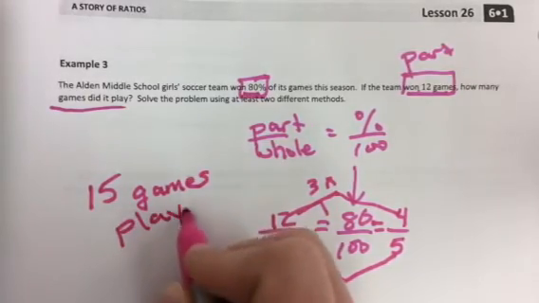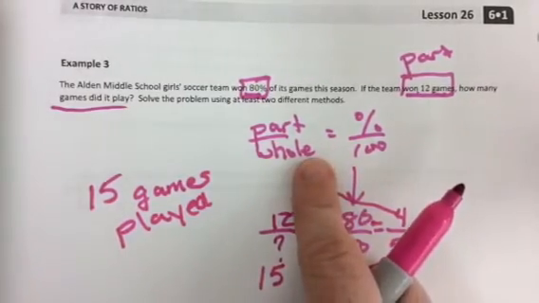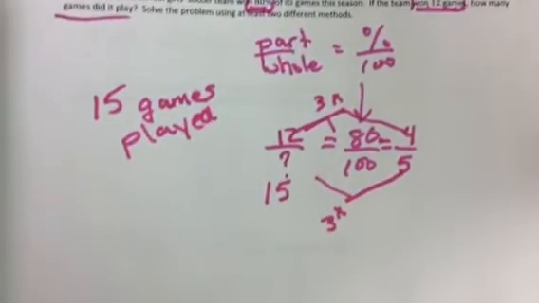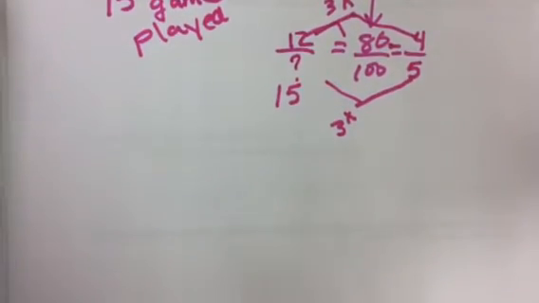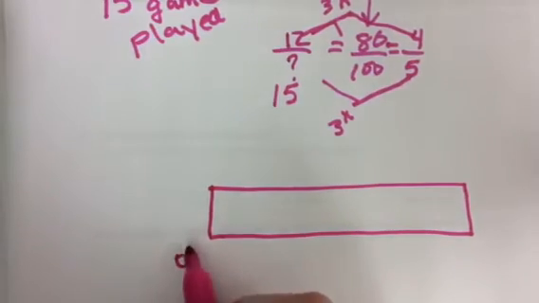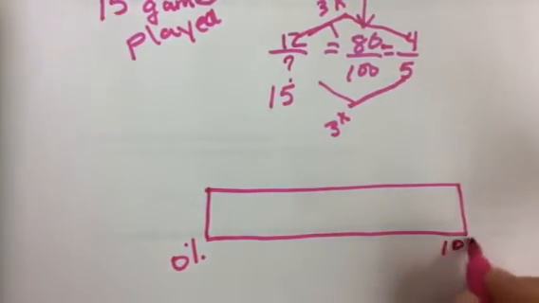Now I think this model is actually harder in this case because of this situation here. A lot of you wouldn't have recognized that you could have simplified this. So that's why it's always nice to have a fallback strategy. Set up a tape diagram like I did. Always start with 0%, 100%.